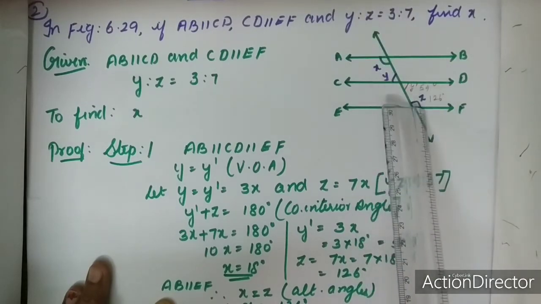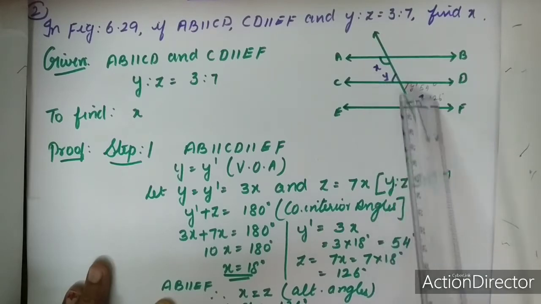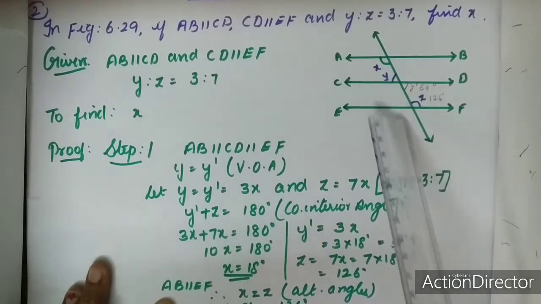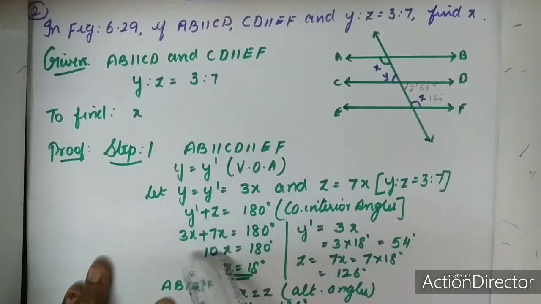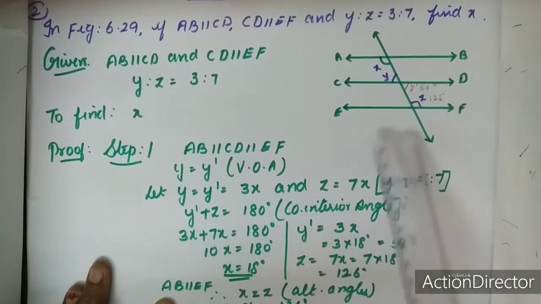So 3x plus 7x is equal to 180 degree, because we know these two angles are co-interior angles or supplementary angles. So 10x is equal to 180 degree, or x is equal to 18. After getting the value of x, we will find y dash. Y dash is equal to 3x, or y, that is equal to 3 into 18, which is equal to 54 degree. And z is equal to 7x, 7 into 18, which is equal to 126 degree.